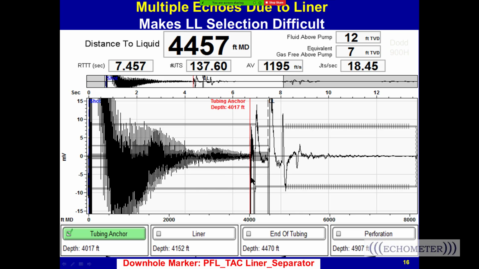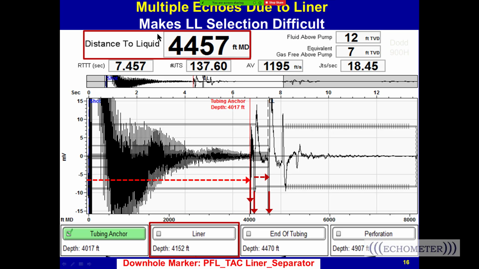We can see that the marker for the tubing anchor is right here, and this kick right here, the tubing anchor, is our downhole marker reference for depth. We can see the down kick of the tubing anchor right there, and that's what we use to determine distance to liquid level. Then we can see the liner top right there, and the liquid level right at the end of the tubing, which is typical for a pumped off well. And there's our distance to the liquid level based on the distance to the tubing anchor.